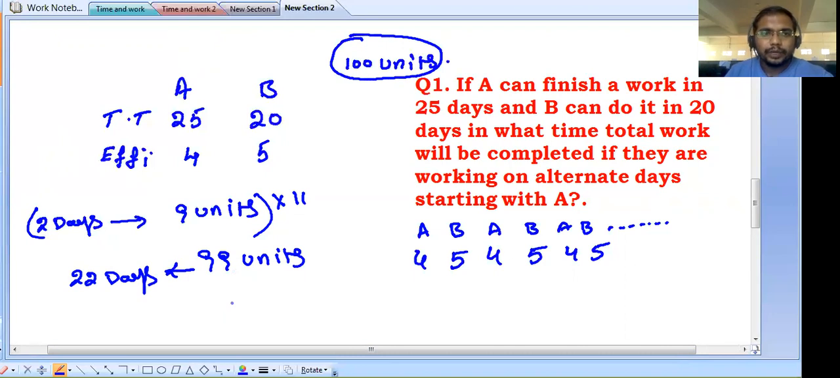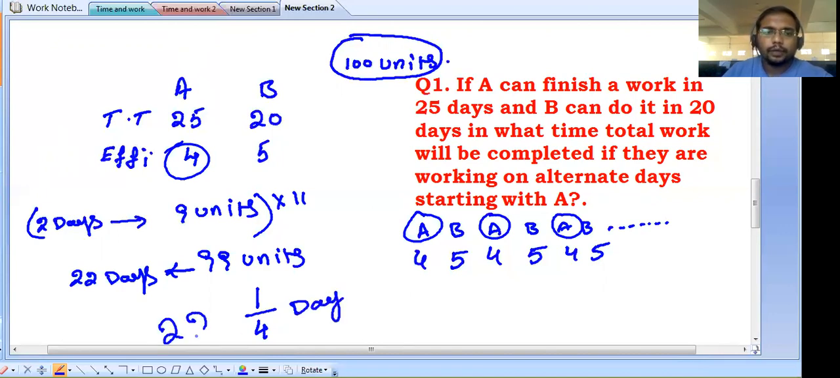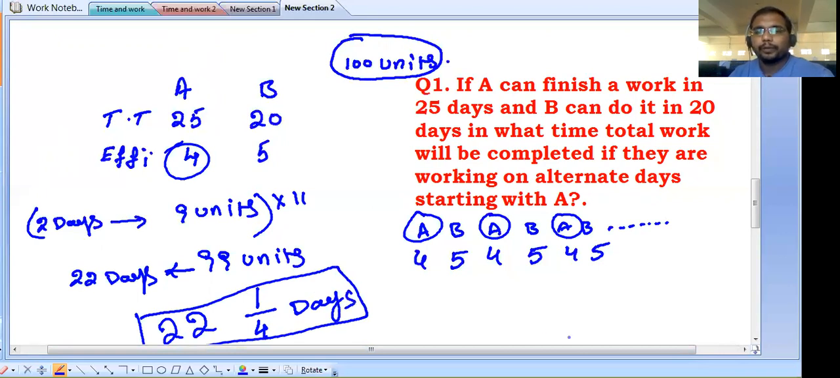Who will go to work on the 23rd day? The 23rd day is an odd day, like the first, third, fifth, seventh day. So on the 23rd day, who will go to work? A. A will complete how many units per day? 4 units in 1 day. But the remaining work is 1 unit. Then 1 unit will be completed in how much time? 1 by 4th of a day. So 22 and 1 by 4 days.